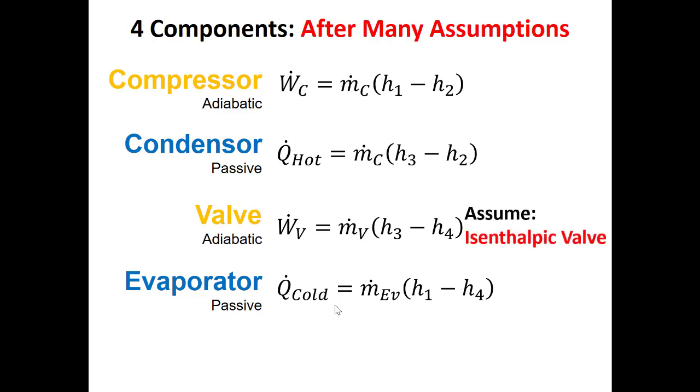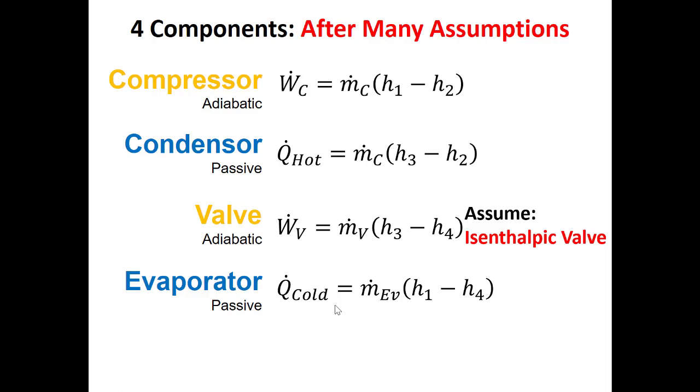Now, the valve is a little bit funny. So it's like a turbine, but it's like a terrible turbine, because a turbine actually produces power. The valve, turns out it doesn't produce any power. The only reason it's there is to drop the pressure. So the assumption that we make, along with all the other assumptions that we usually make for compressors or turbines, the assumption that we make as we go across this valve is that it's isenthalpic.